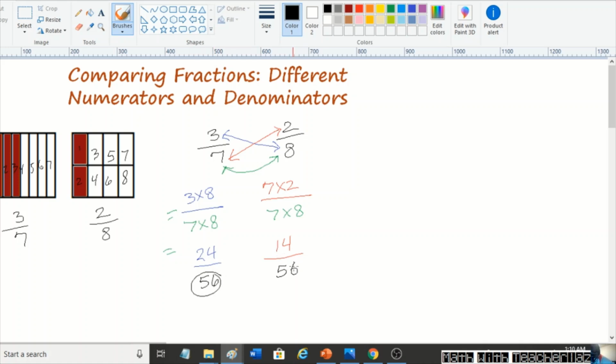My denominators are the same, so the fraction with the greatest numerator is the greatest. That's this one. So that means, remember that 24/56 is the same as 3/7, and 14/56 is the same as 2/8. So that means that 3/7 is greater than 2/8.